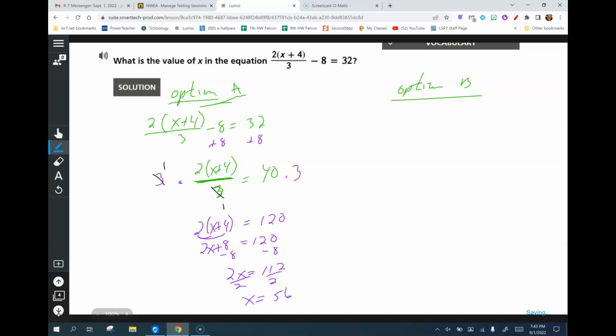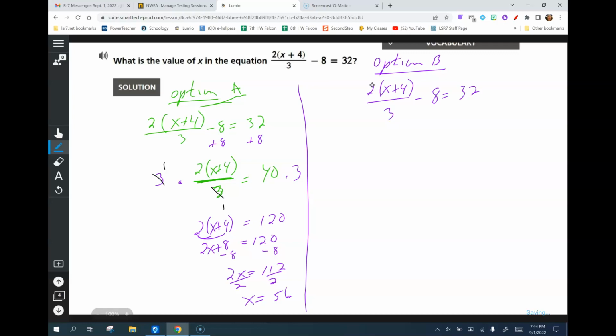Okay, so that's one method, and that's the method that works great. Option B is a different way we can do it. I'm going to rewrite this equation again. I'm going to actually move this, so I'm going to write this equation out again.